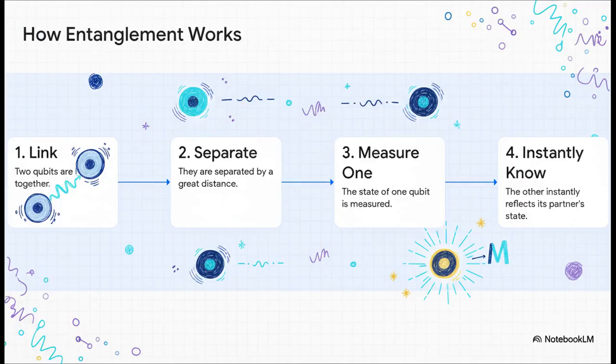This just shows how bizarre entanglement really is. You can link two qubits, separate them by miles or even light years, but the moment you observe one and it snaps into a definite state, let's say it becomes a 1, its partner, no matter how far away, instantly becomes a 0. Einstein himself famously called this spooky action at a distance, and it's pretty easy to see why.